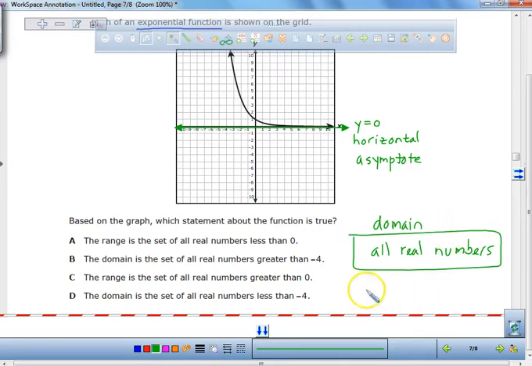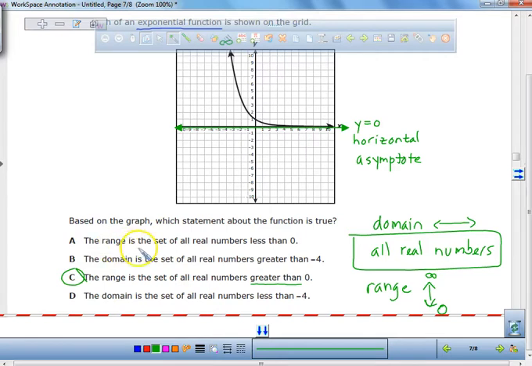Now, your range, just remember, your domain is what happens left to right. The range deals with what happens up to down. How high does the graph get? It's going up to positive infinity. How low does it get? It's getting close to 0. So the range is the set of all real numbers not equal to 0, but they all have to be greater than 0. That's why the answer is C.